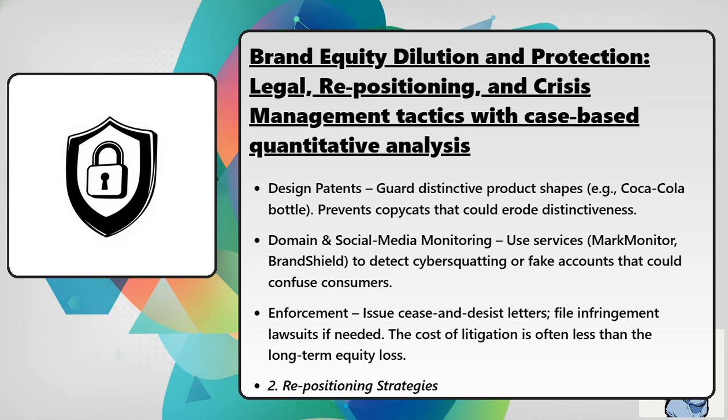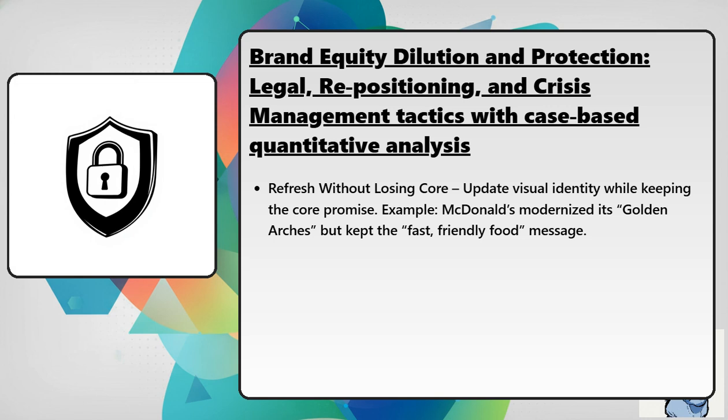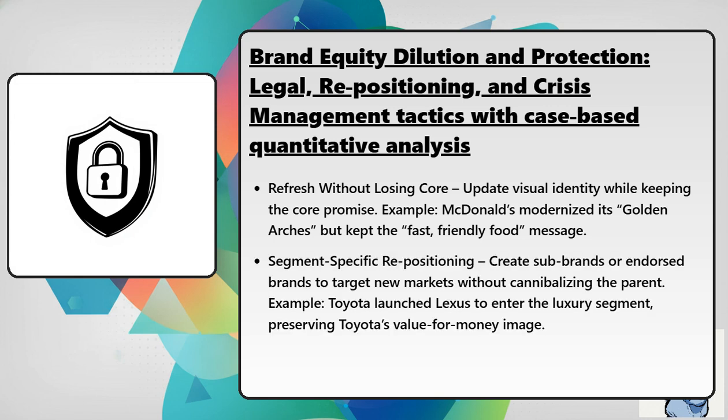2. Repositioning strategies. Refresh without losing the core: update visual identity while keeping the core promise. Example: McDonald's modernized its golden arches but kept the fast, friendly food message. Segment-specific repositioning creates sub-brands or endorsed brands to target new markets without cannibalizing the parent. Example: Toyota launched Lexus to enter the luxury segment, preserving Toyota's value-for-money image.